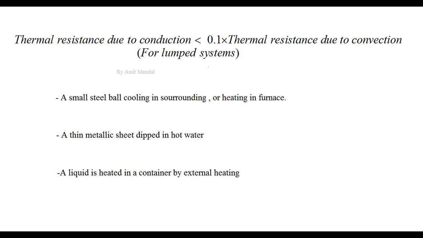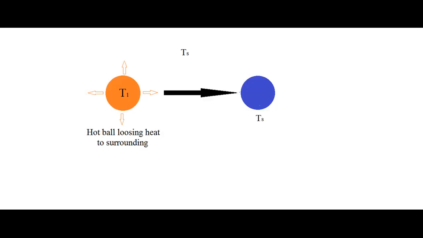Now let's do some mathematical analysis with lumped system. Suppose there is a ball which is hot and it is losing heat to the surrounding, and Biot number is less than 0.1, so we can take it as a lumped system. So over here we can see that the red color hot ball is kept in surrounding. Initial temperature is T1, surrounding temperature is Ts.